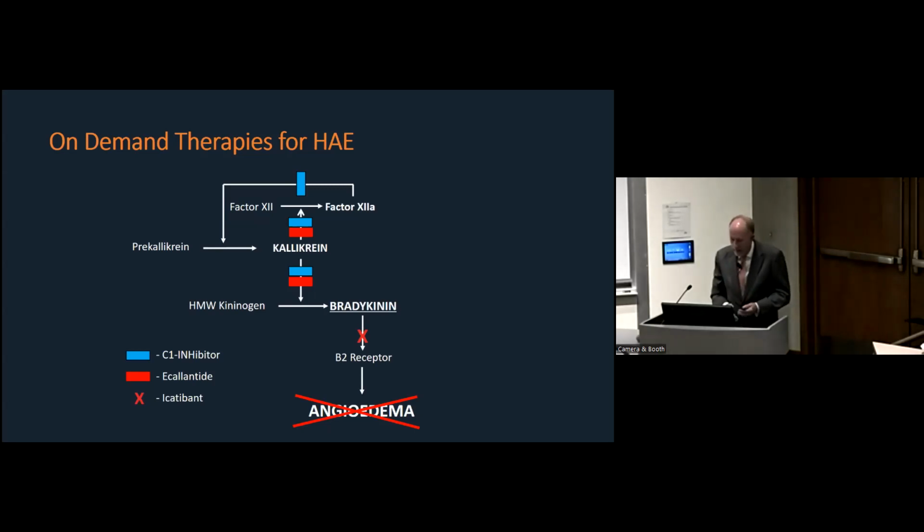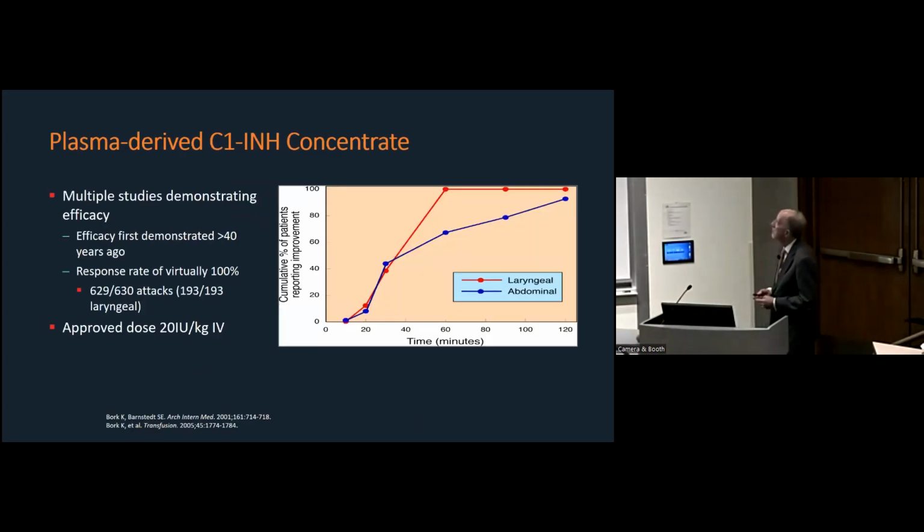So what's the data that backs all this up? This is from Konrad Bork's group in Mainz, showing that C1 inhibitor knocks down an attack, whether it's laryngeal or abdominal, within 30 minutes. You can see across the board there, the red is the laryngeal attack and the blue is an abdominal attack. There have been multiple studies showing this is efficacious. It's been around in Germany since the 70s, as I mentioned, and virtually 100% of patients with type 1 or type 2 will respond to this.